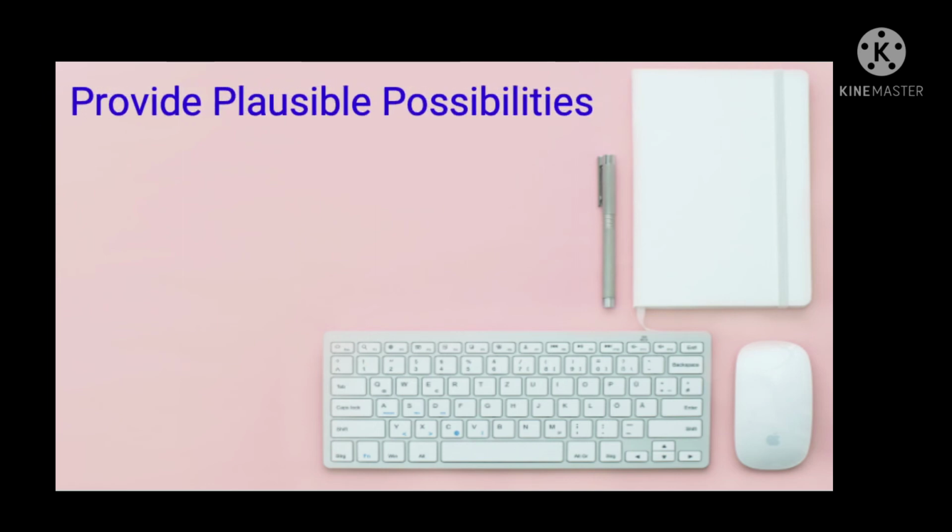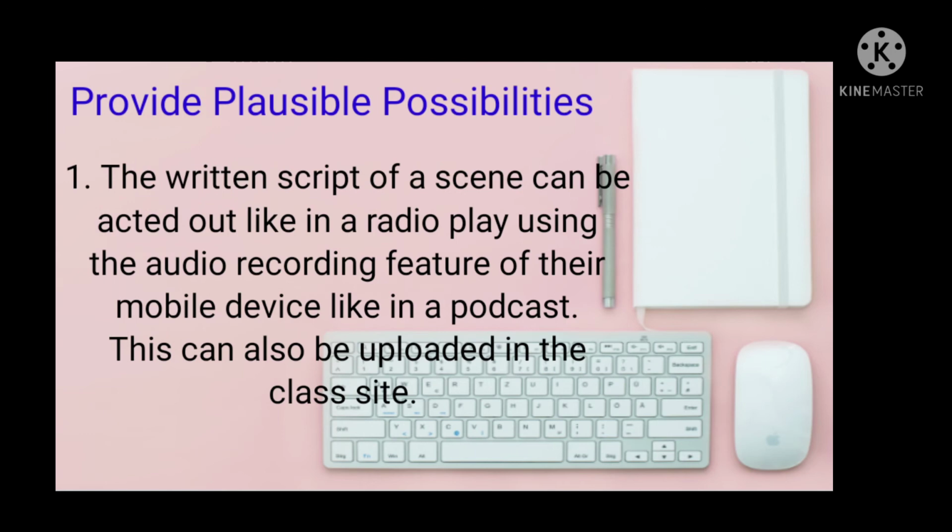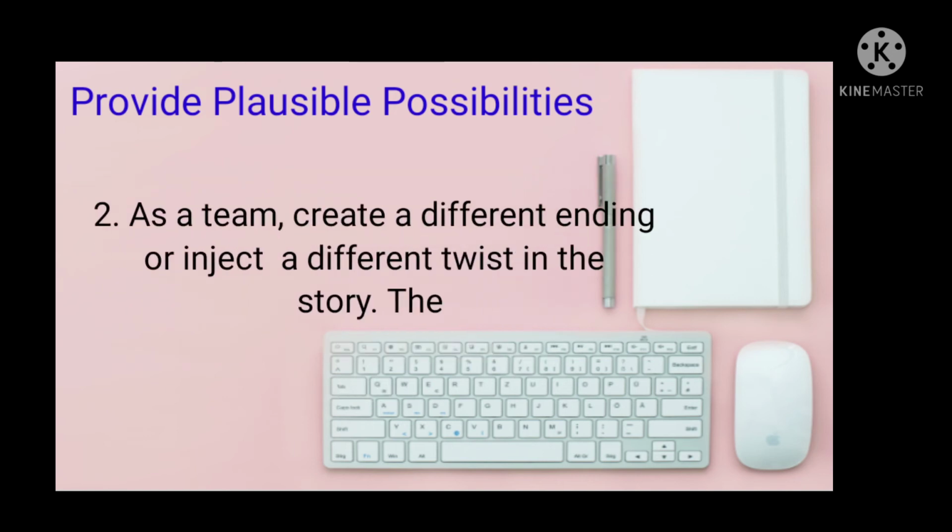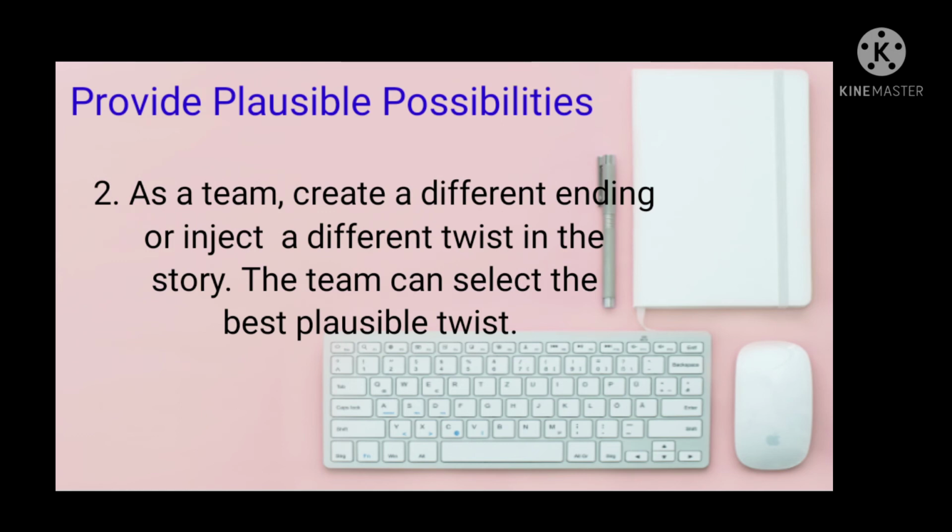Provide plausible possibilities. 1. The written script of a scene can be acted out like in a radio play using the audio recording feature of their mobile device, like in a podcast. This can also be uploaded in the class site. 2. As a team, create a different ending or inject a different twist in the story. The team can select the best plausible twist.